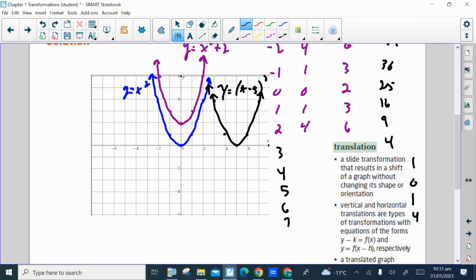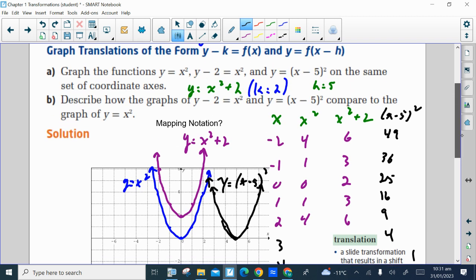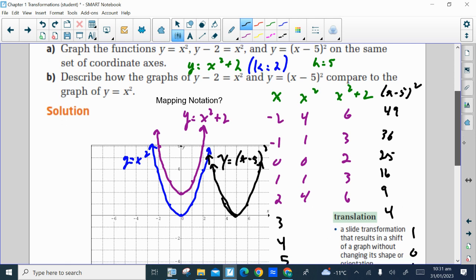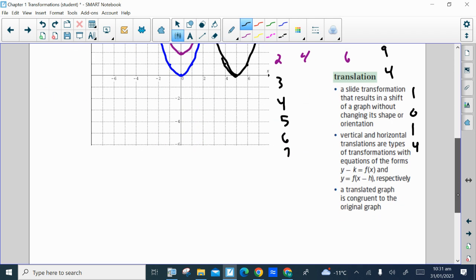So in this case here, the value of h was +5, and the graph shifted over 5 units to the right. The shape of it didn't change. It didn't get any wider or narrower. The orientation didn't change. It's still going up. What's changed is its position. It shifted 5 units to the right. And in this case here, the value of h is +5. So, excuse me, when we describe how these graphs compare to the graph of y equals x squared, we can write that below here.